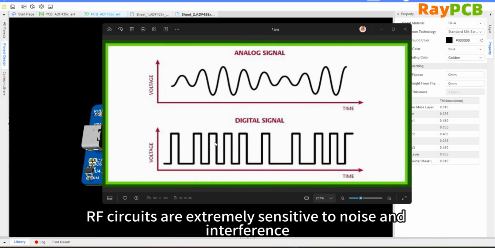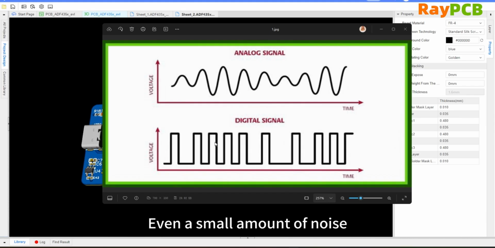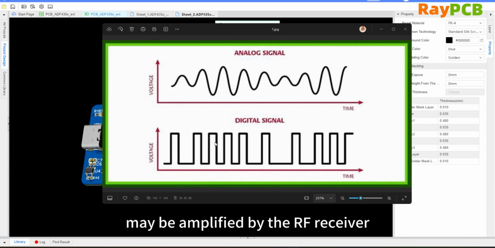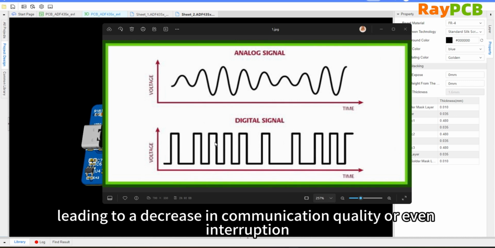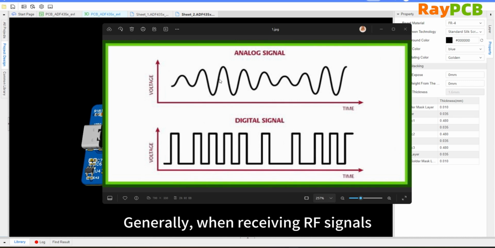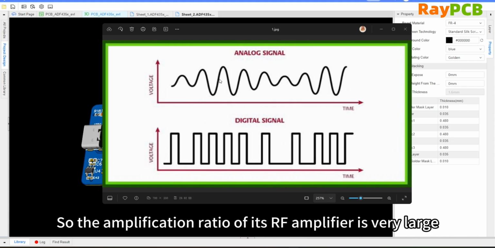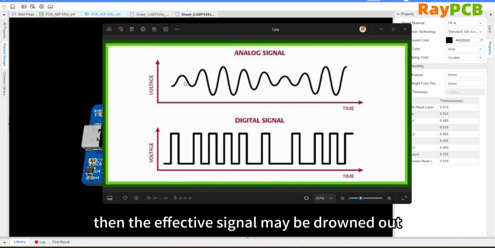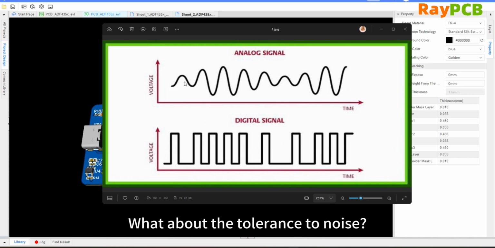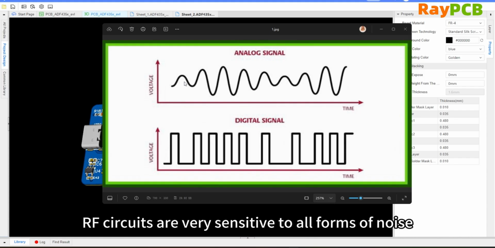Regarding the noise characteristics of RF signals, RF circuits are extremely sensitive to noise and interference. Even very small amounts of noise can be amplified by the receiver and overwhelm weak, useful signals, leading to a decline in communication quality or even complete loss of signal. Generally, the amplitude of RF signals during reception is quite small, so the amplification factor of RF amplifiers is very high. Therefore, if there is any noise present, its impact will be greatly magnified.